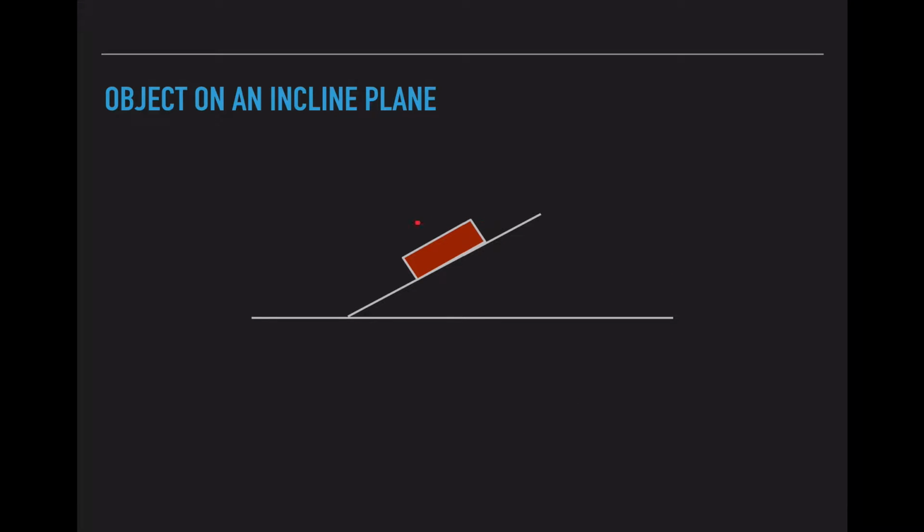So on this inclined plane, your force due to gravity has to be drawn directly towards the center of the Earth. So this is our FG arrow. And our normal force has to be drawn perpendicular to the surface. So this is our Fn.